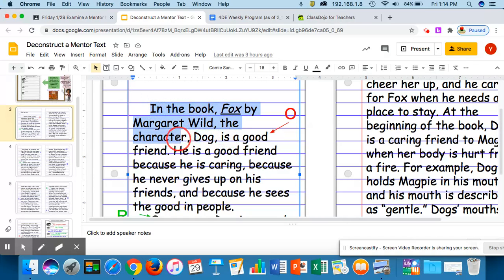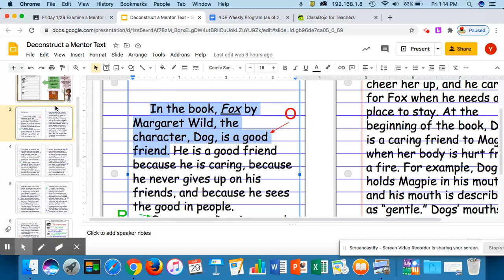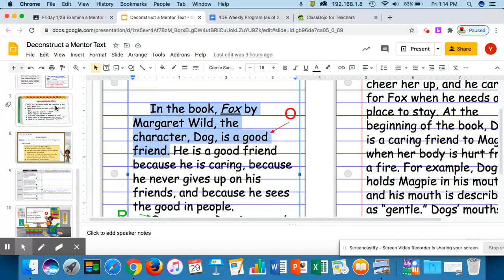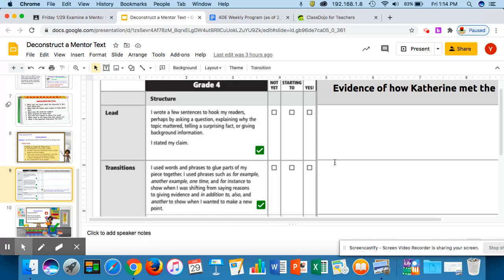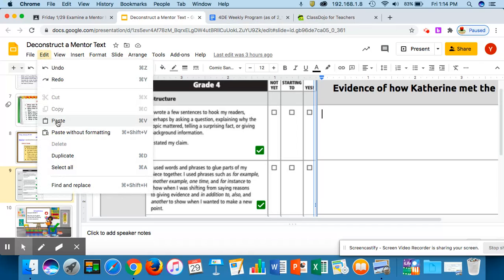So we're going to take the entire sentence. This is her claim, clearly stated, her thesis statement, and a little bit of the background letting us know what book she's referring to. So I'm going to go ahead and copy that. And then I'm going to go back and I want to paste it here, but I don't want the font to be as big as it is. So I'm going to select paste without formatting.